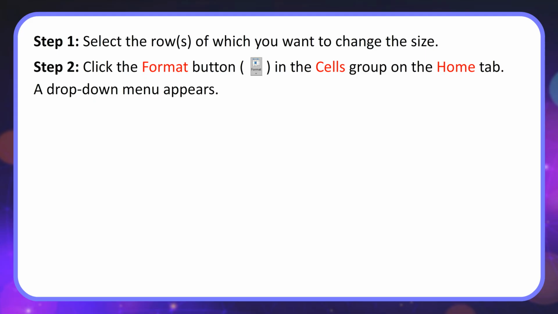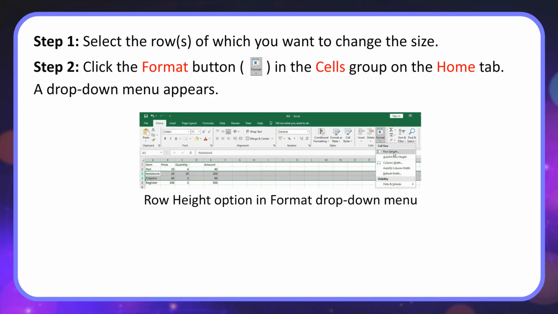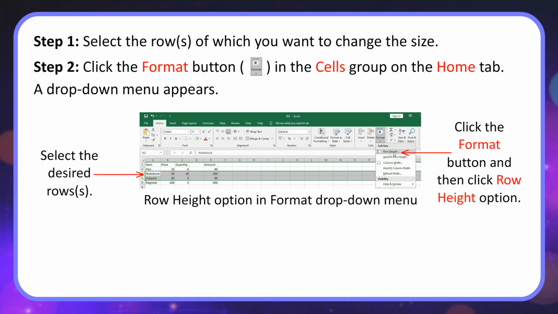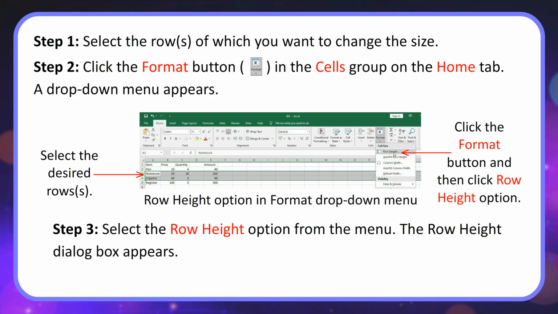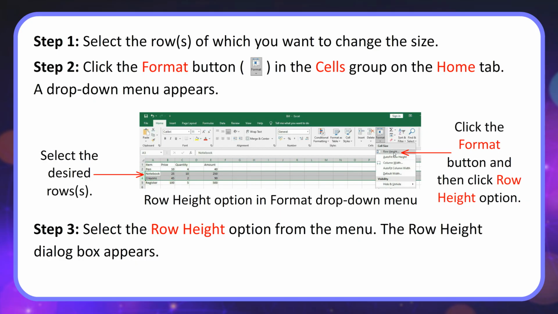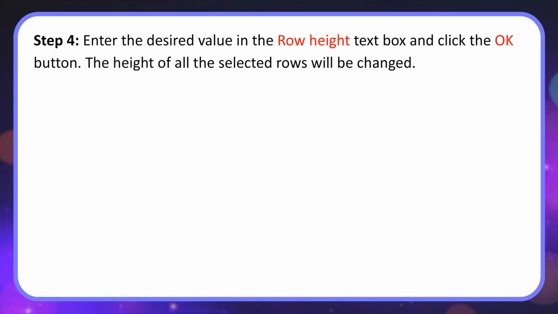A drop-down menu appears. Row Height option in Format drop-down menu. Select the desired rows. Click the Format button and then click Row Height option. Step 3. Select the Row Height option from the menu. The Row Height dialog box appears. Step 4. Enter the desired value in the row height text box and click the OK button. The height of all the selected rows will be changed.